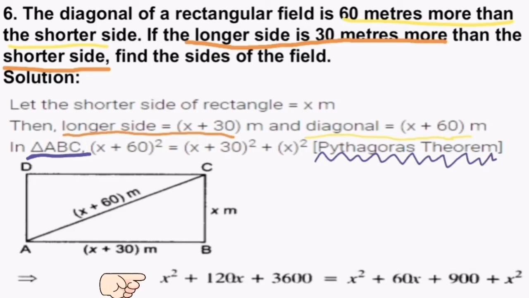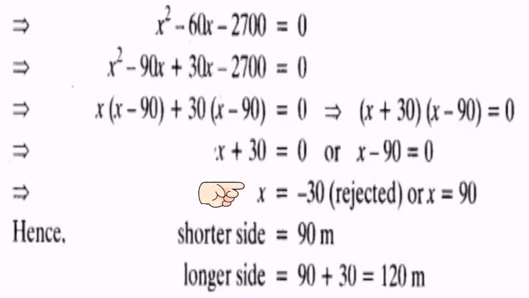Then we have to work on the equation formed through Pythagoras theorem. You will get two solutions for x. One is negative and the other is positive. We are rejecting the negative as we do not require a negative number for length, and let the shorter side as it is x, it is 90 meter, and the longer side was x plus 30 meter, or shorter side plus 30 meter, that is the longer side is 120 meter.